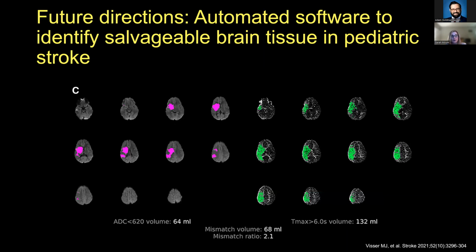As a final note, automated software has been developed for adults to help quickly identify salvageable brain tissue in the acute stroke setting. This is currently in routine use in adults. To date, some groups have retrospectively applied this technique to small cohorts of pediatric patients, and folks are currently at work trying to apply this technology in peds.